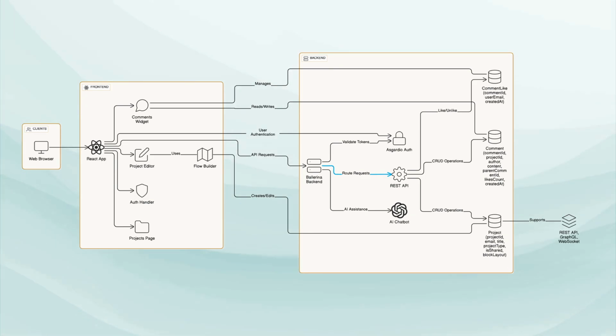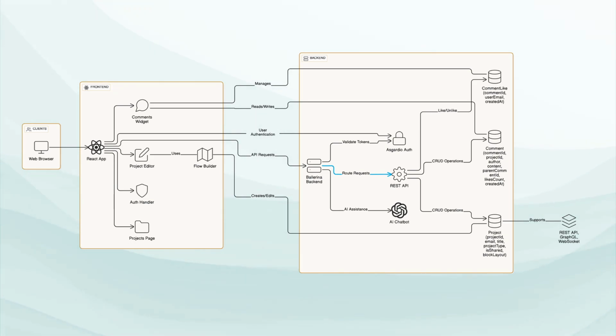For authentication, the system relies on Asgardeo Auth, which validates tokens and manages secure login sessions. The backend is also responsible for business logic and persistence. The REST API is the core routing service, handling CRUD operations for comments, projects, and related entities. An AI chatbot is integrated to provide AI assistance to users, for example, answering queries or guiding them in project building. Data is stored in structured collections.